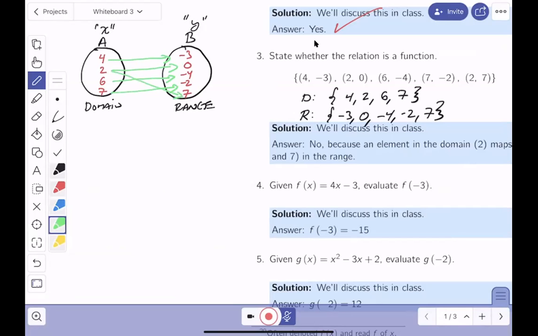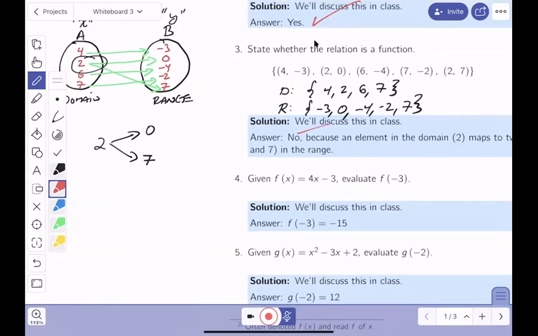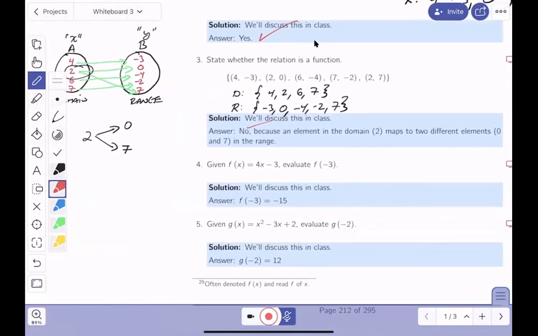All right, I got troubles. Someone says, what are the troubles? Well, everybody in the domain maps with somebody. They got arrows coming from it. Unfortunately, 2 is a violation. And why is that? They can only have 1 arrow coming from it. So this guy is trouble, right? 2 is going to 2 different places, 0 and 7. So this is a resounding no. This is not a function. All right, so look at the key. It says no. And what does it say? There's an element in the domain, which is 2, that maps to 2 different numbers in the range, and it maps to 0 and 7.